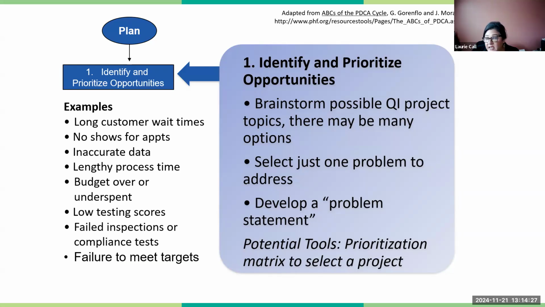You might have inaccurate data on something that people have to report. Maybe too many people are failing inspections. Maybe you are continually being over or underspent on budgets related to some of your CHIP projects. Maybe something has a really lengthy process time and you need to shorten that, long customer wait times. So there's all kinds of things. Maybe you're not having the people show up to your diabetes prevention programs, or they're not completing the program. Those types of things are perfect for QI projects.